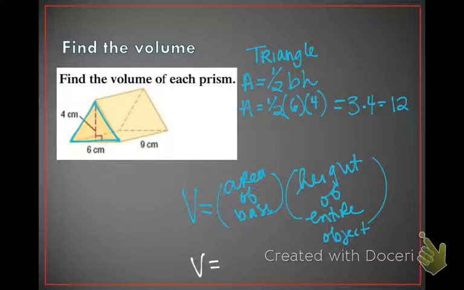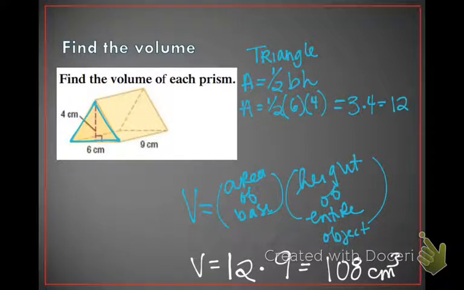Volume equals the area of the base. What was our base? The area of the base was 12. All right, and then height of the entire object. The height is what pushes the two triangles away from each other. 9. 12 times 9 is 108 centimeters cubed. Wow, everything's in centimeters today. That's a teeny tiny tent.